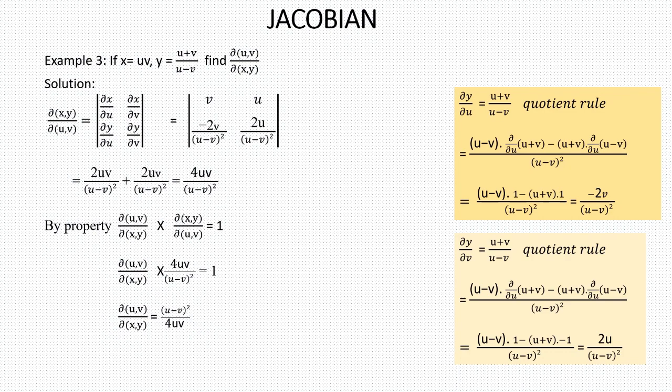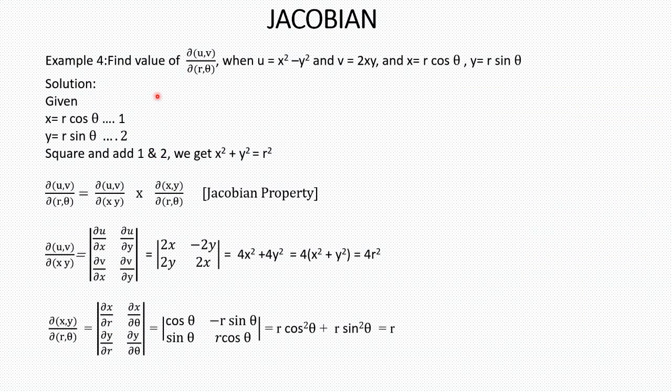Example 4: find the value of delta uv by delta r theta, when u is equal to x square minus y square, and v is equal to 2xy, and x is equal to r cos theta and y is equal to r sin theta. Solution. Let's understand the question first. Here we have to find out the value of delta uv by delta r theta. U and v are given here, but the values of r and theta are not given; they are given as functions of x and y. So, in such questions, Jacobian property is used to solve.